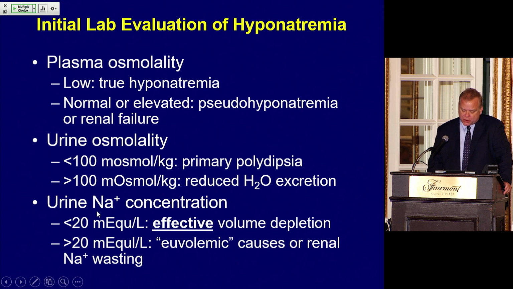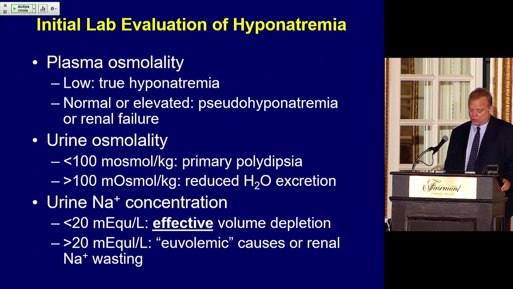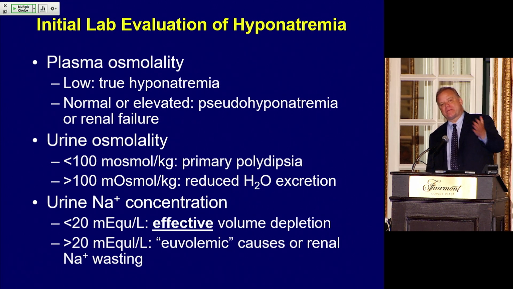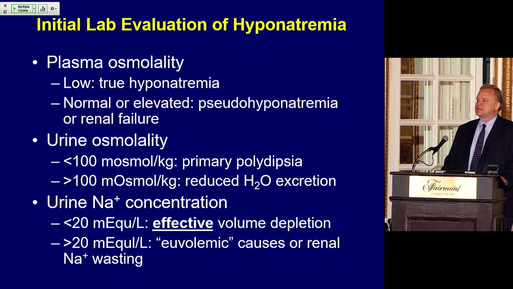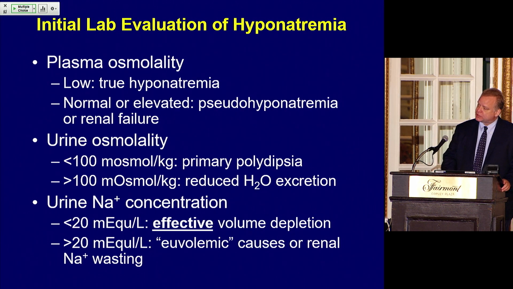In terms of the urine sodium, if it's less than 20, that suggests effective or true volume depletion. You can't tell without that history, is this heart failure or is this hypovolemic hyponatremia? Clearly the exam also plays a big role. And greater than 20, that suggests euvolemic causes or renal salt wasting. It's important to remember that not everybody has read the textbook, as they say. So you may have an elderly patient that has a urine sodium of 25, and for them, that really is indicative of hypovolemia with an aging kidney that does not reabsorb salt as much as it would have in the past.